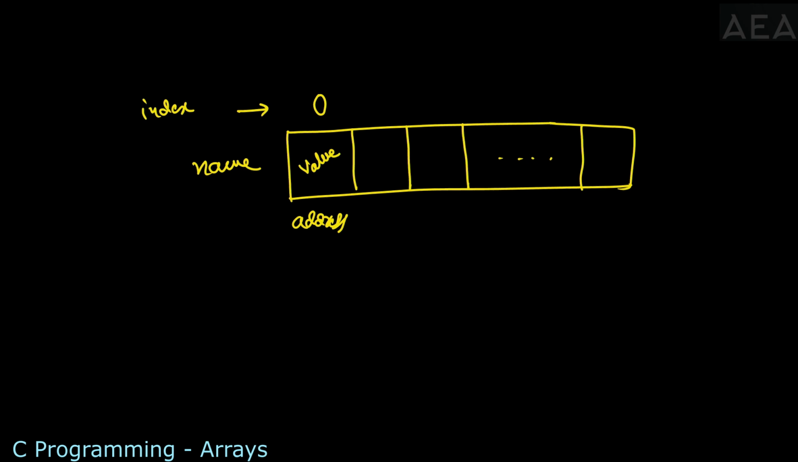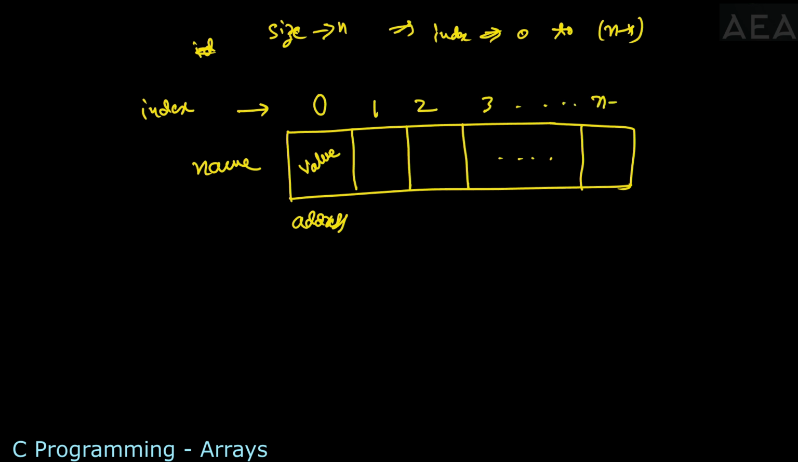Index position always starts from 0. So if the size of the array is n, then the index positions start from 0 and end at n minus 1, right? So now its location should be like this: 0, 1, 2, 3, and so on. Finally, what is the index position of the last element? n minus 1. Here n is the size of the array. So whenever an array is declared, it assigns like this.